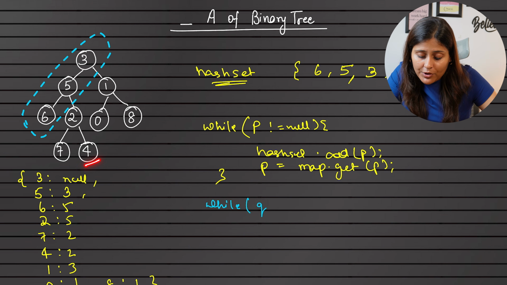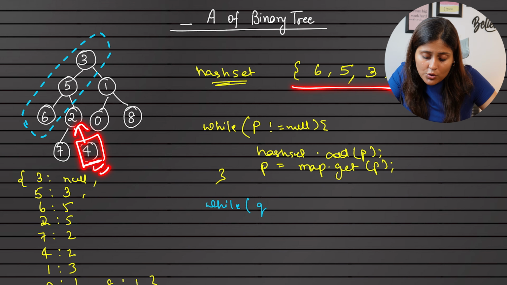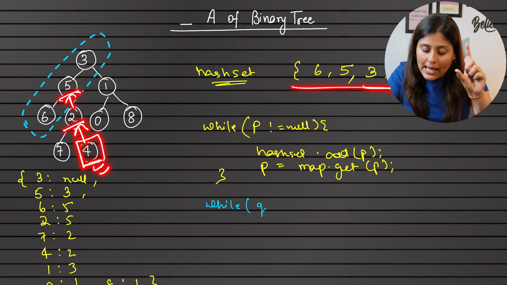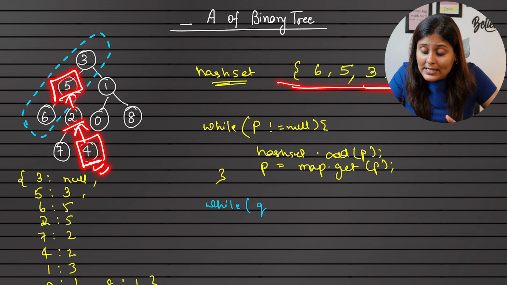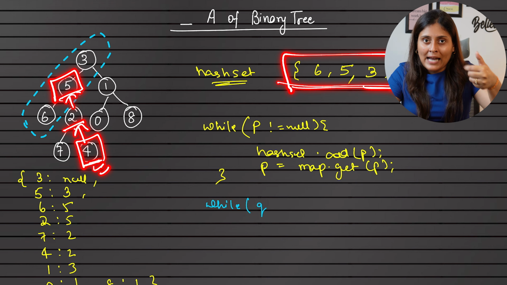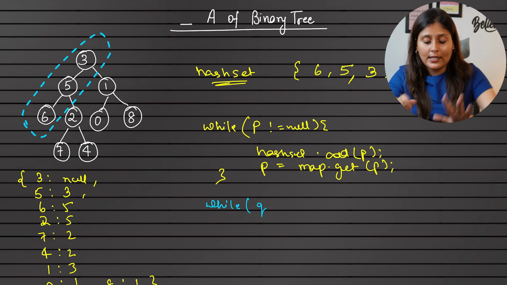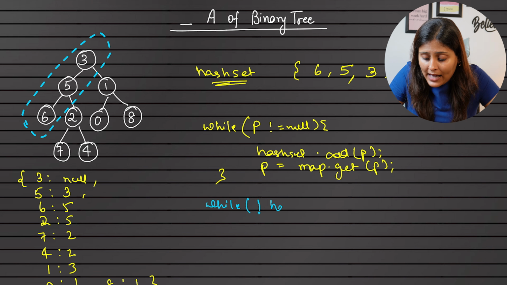In this case, we'll start from Q. We'll put it in the hash set. Now we'll go to this 2, put it in the hash set, and now we'll go to 5 and we'll stop. So what was the stopping condition? If at any time Q is already present in the set, it means this is a duplicate and this is the first time we are heading towards the same node. So stop. Correct? So we'll keep checking until our hash set contains Q.